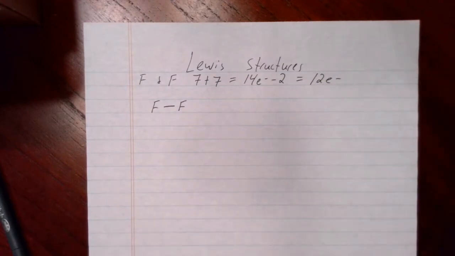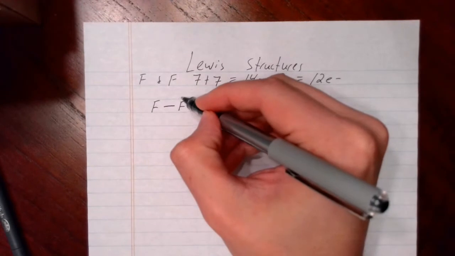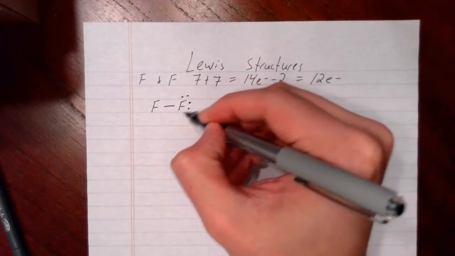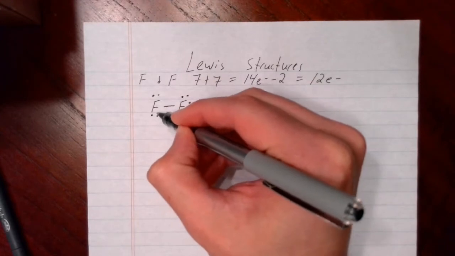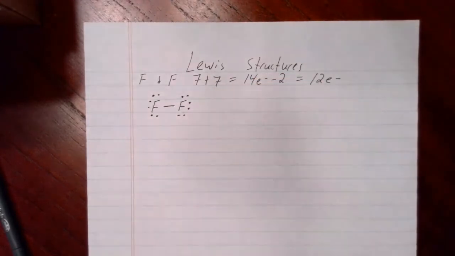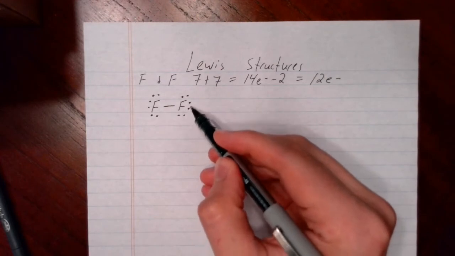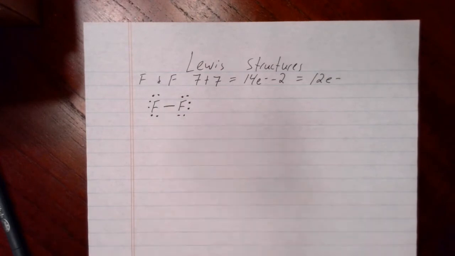So now I go and I place the electrons around the atom. So if I have 12, I'll put 6 around each fluorine. So 1, 2, 3, 4, 5, 6. 1, 2, 3, 4, 5, 6. So now I go back and I check 2 things. First, I check that I actually used 14 electrons. So there are 2, 4, 6, 8, 10, 12, 14. I'm good there. Then I make sure that each atom has a full octet.